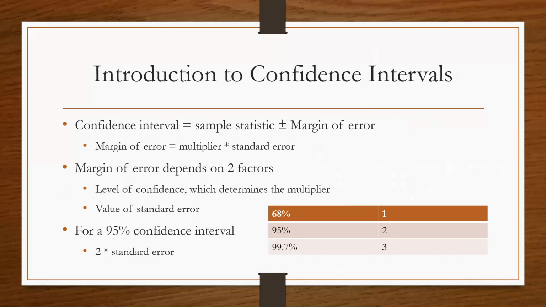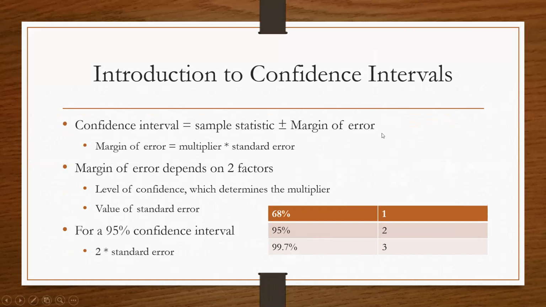So margin of error depends on two different factors: level of confidence and value of the standard error. For the 95% confidence interval, it's going to be 2 times the standard error. It's basically just saying the number of standard deviations away it is from the mean. So for 68, the multiplier would be 1. For 95, the multiplier is 2. And for 99.7, the multiplier would be 3. If it's not one of these numbers, then they would give you whatever that value is, or more than likely just give you the margin of error.